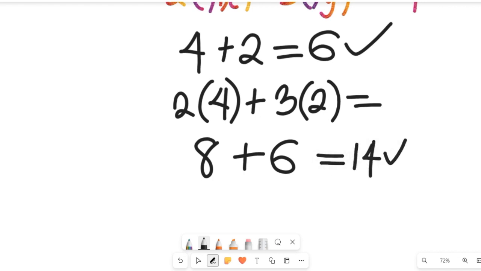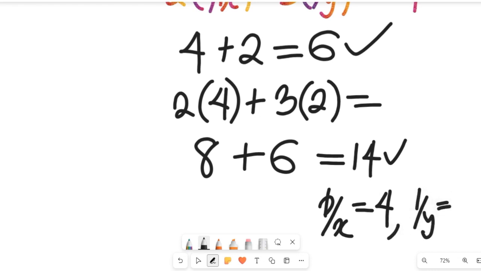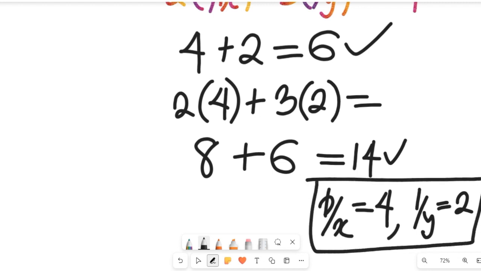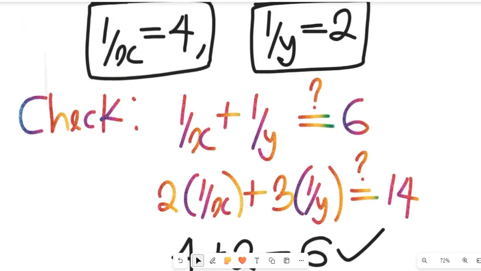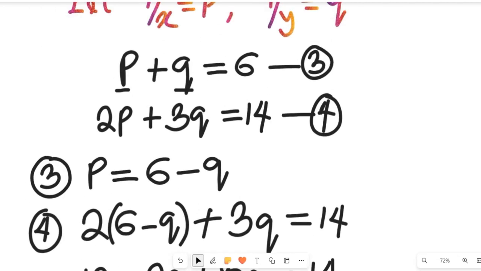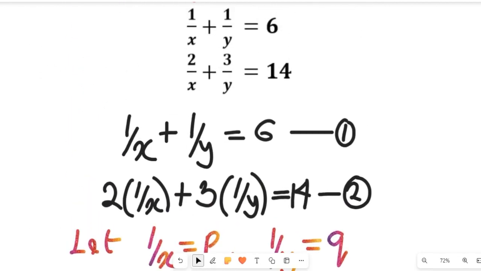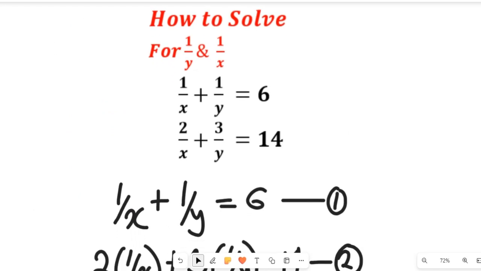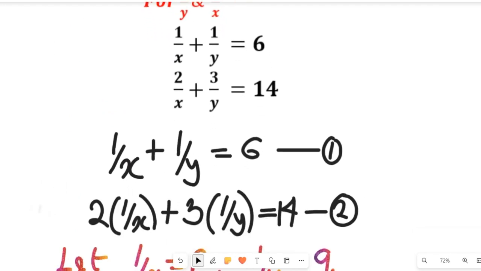So that tells us that 1 divided by x being equal to 4 and 1 divided by y being equal to 2 are the solutions that truly satisfy the simultaneous equation that is given to us from the beginning of this question. So you see, if you are solving simultaneous equations, this is one way you can solve to get the solution.